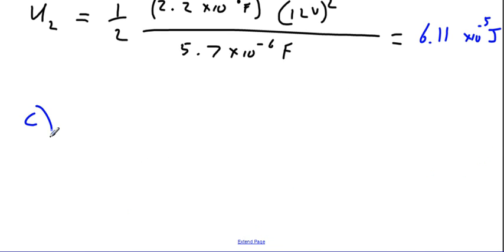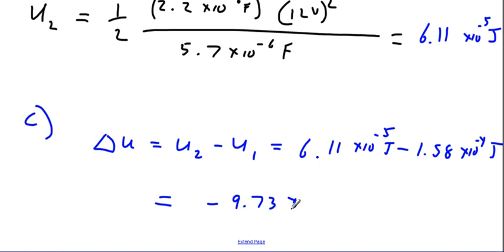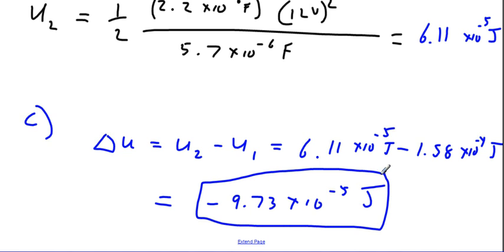Now my C answer is the change in energy stored. So that'd be U2 minus U1, 6.11 times 10 to the minus 5 minus 1.58 times 10 to the minus 4 joules. So my change is going to be a minus 9.73 times 10 to the minus 5 joules. And that's going to be my change in energy.